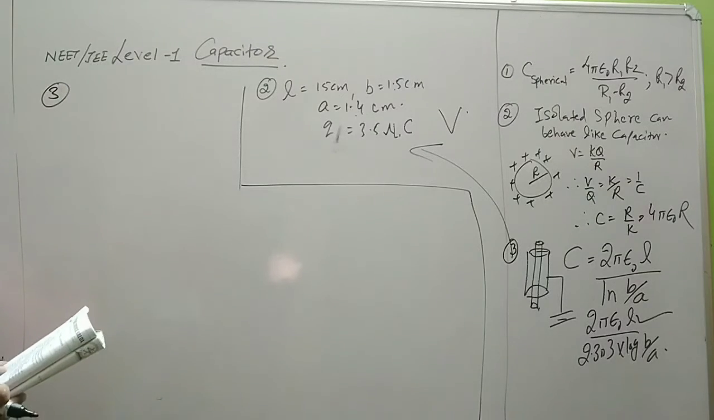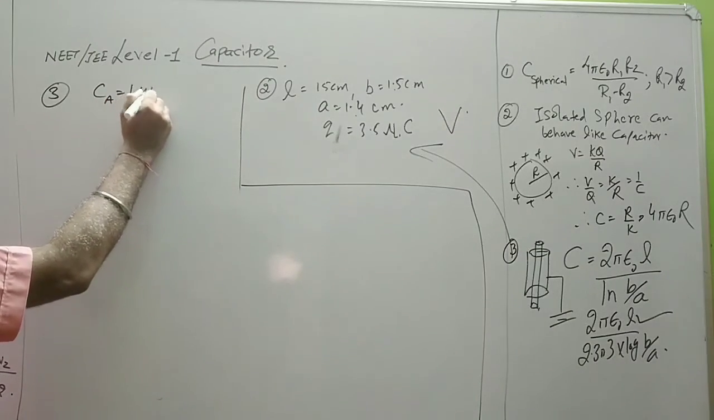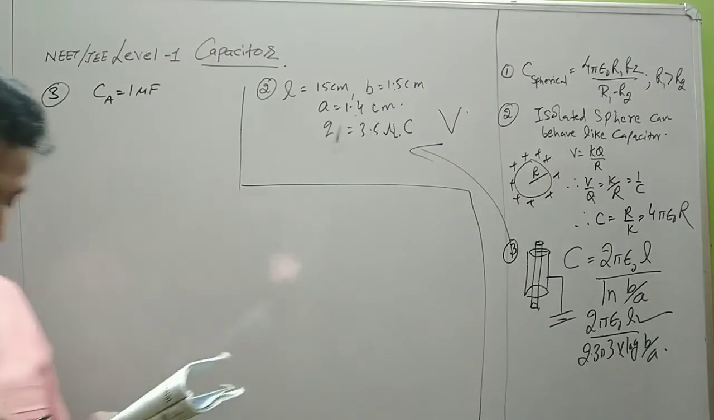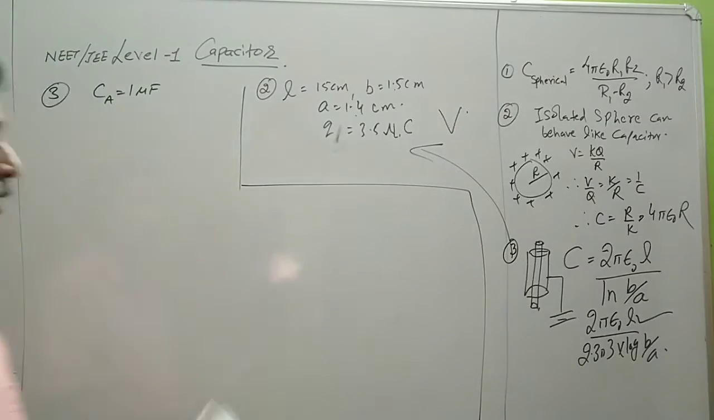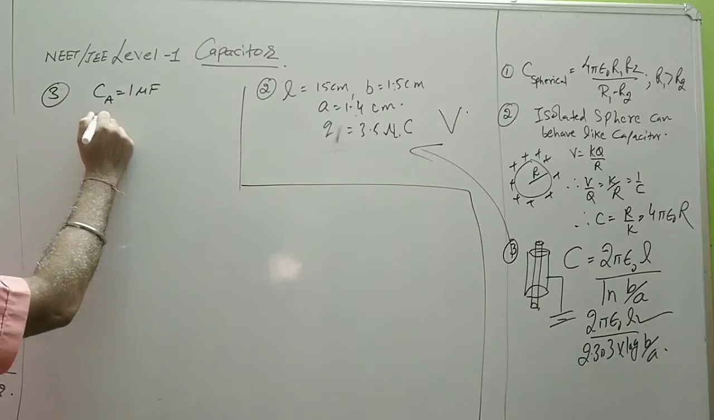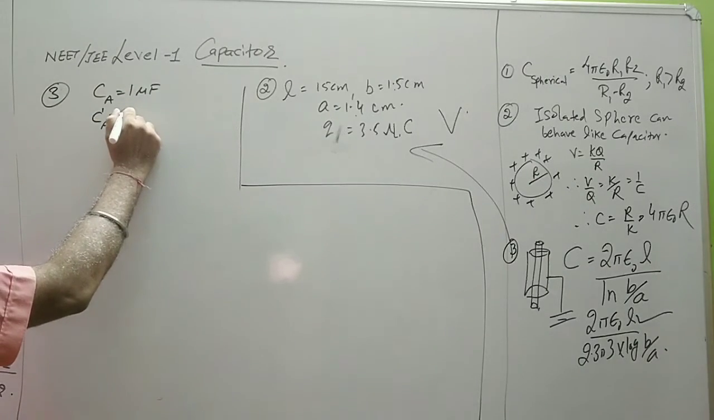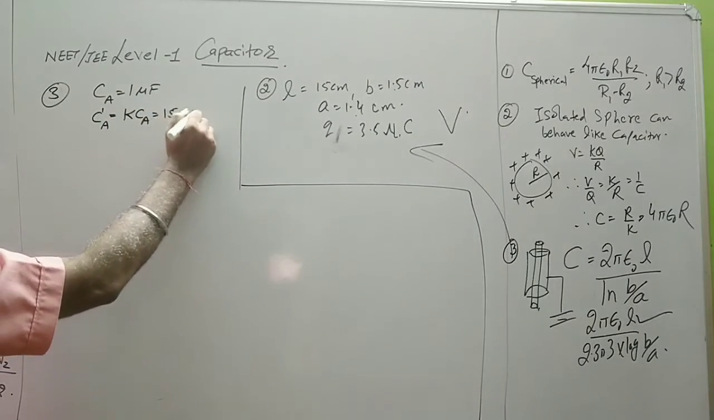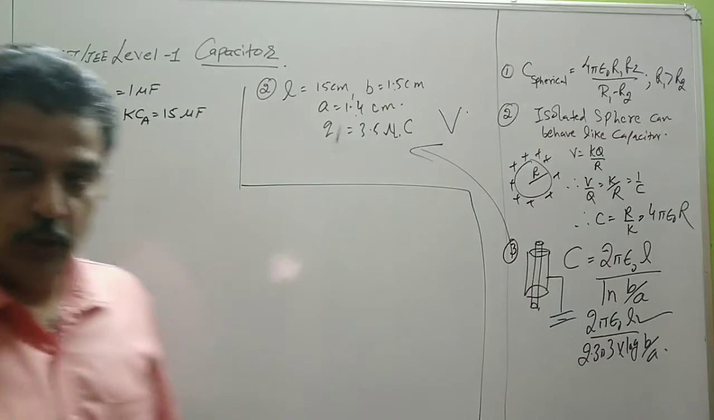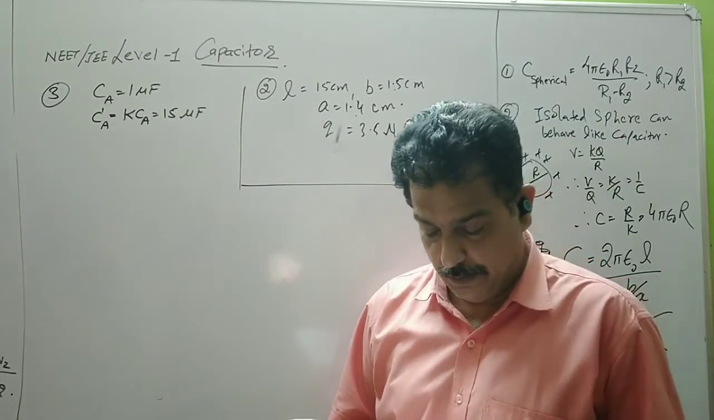The capacitor is A and its value is 1 microfarad. So let CA equal 1 microfarad. It is filled with a medium of dielectric constant 15. So when the dielectric is filled, we know the capacitance becomes K times. So here it becomes K times CA, that becomes 15 microfarad. So we know that the capacity increases on the introduction of a dielectric material.